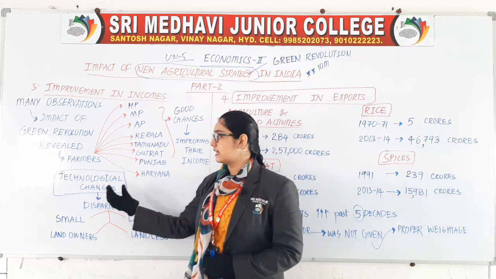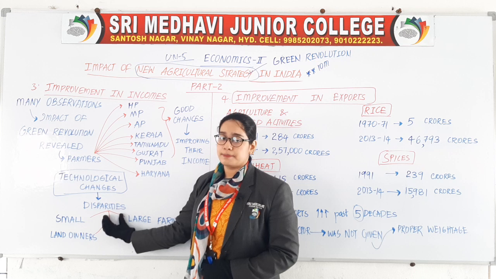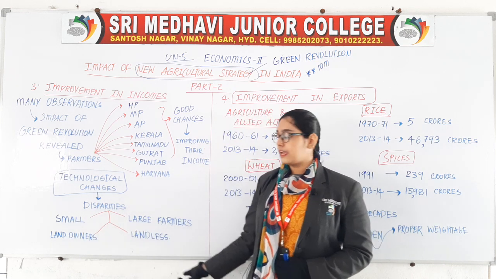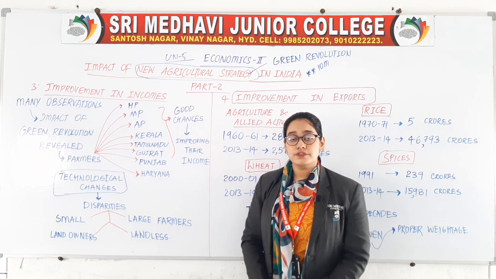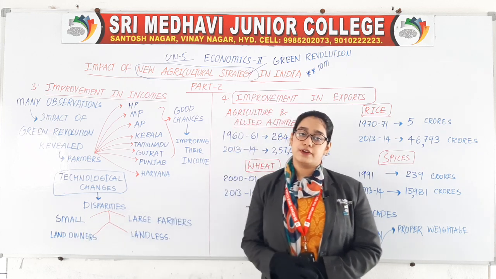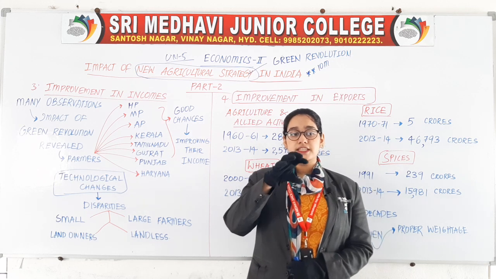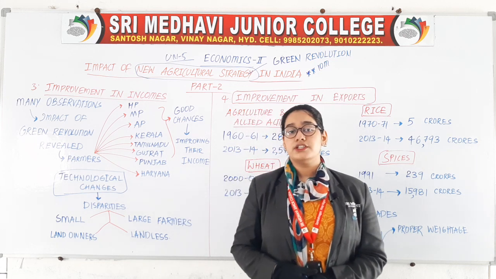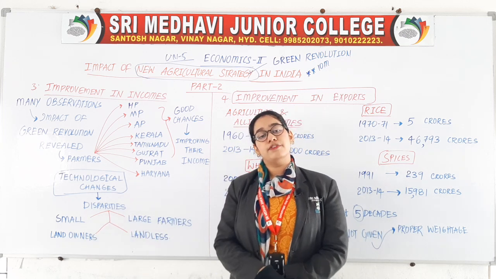Let us see what the negative one is. Technological changes cause disparity between small and large farmers and landowners and landless people. Because of technology, there will be disparity between small and large farmers. How? The small farmers cannot keep technology because they don't have much capital. When they don't keep more technology, their production will not increase. It is a loss for the small farmers.